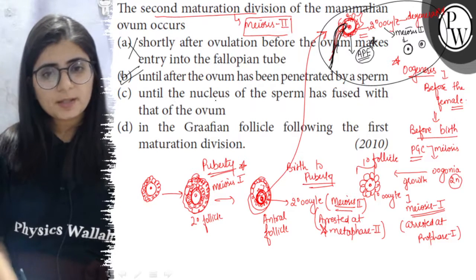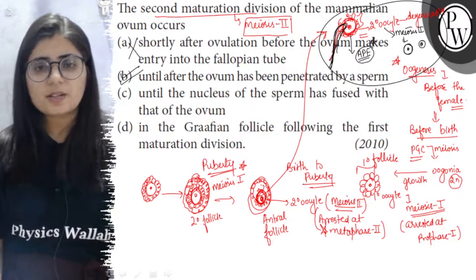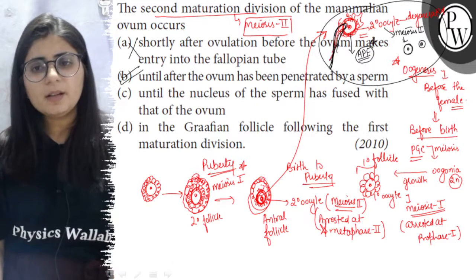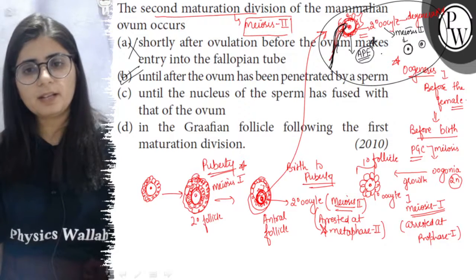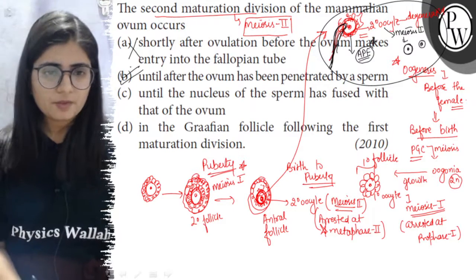The third option is until the nucleus of sperm has fused. No, only the penetration is required. The rest of the events will be after meiosis II. So only the penetration of sperm will activate APF. So this one is wrong.